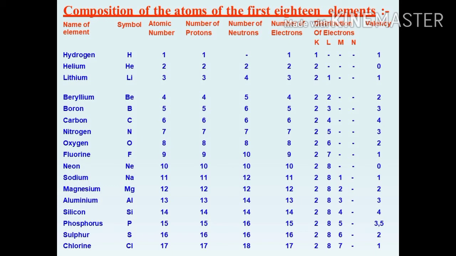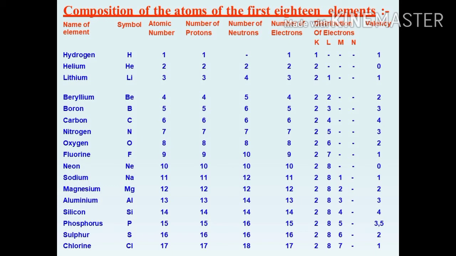What is atomic number? The number of protons, which equals the number of electrons, is the atomic number. Don't get confused. Number of protons 4, number of neutrons 5, number of electrons 4. So the distribution in the K and L shells: the K shell should contain 2 electrons, 2 is there. Again the L shell also has 2.